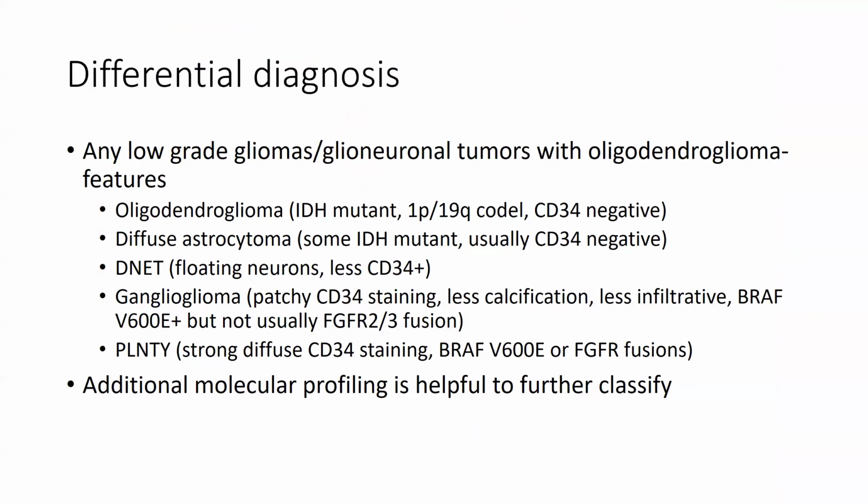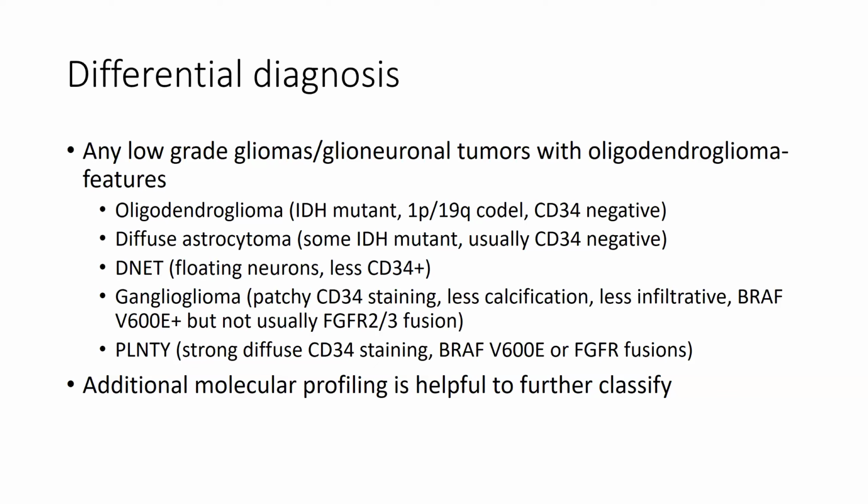So the differential diagnosis here are really any of the low-grade gliomas or glioneuronal tumors that can show oligodendroglioma-like features. So that would, of course, include oligodendrogliomas. So you would want to assess for IDH mutations and 1p19q co-deletion. It could also still be a diffuse astrocytoma. There are areas that resembled astrocytoma more than oligo. Again, IDH mutations, it would be important to test for.